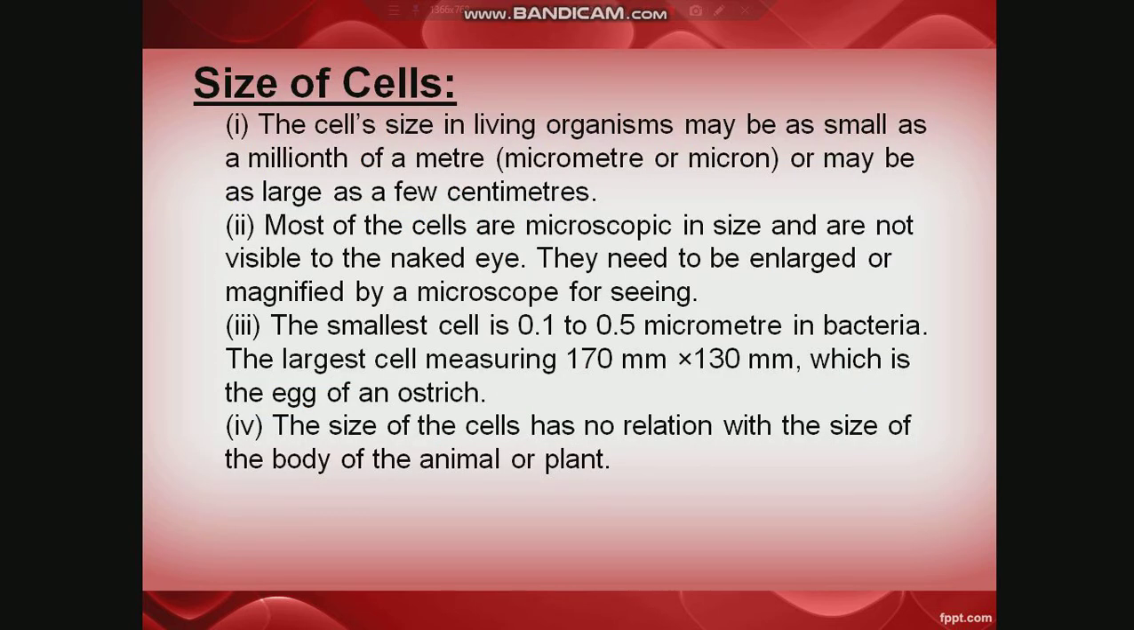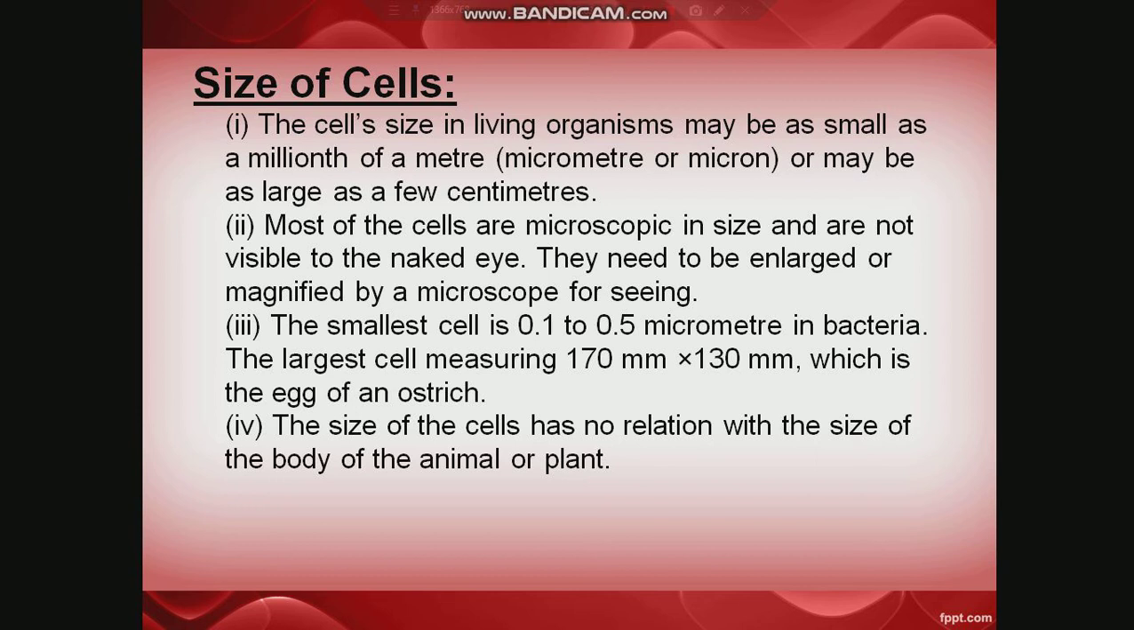Coming to the size of cells, the cell size in living organisms may be as small as a millionth of a meter, that is a micrometer or micron, or may be as large as a few centimeters. Most of the cells are microscopic in size and are not visible to the naked eye.